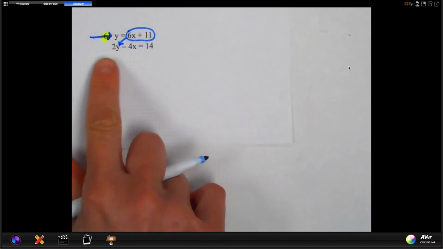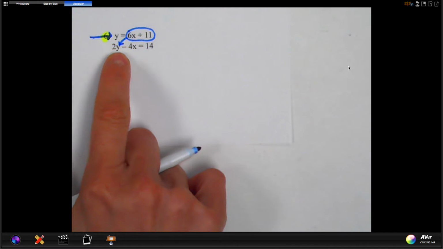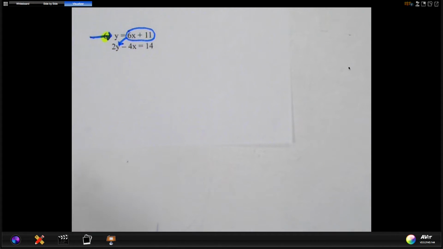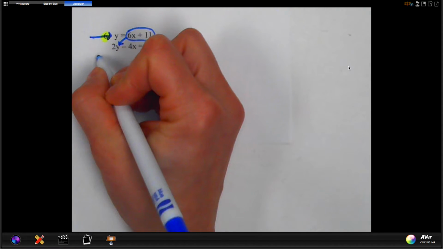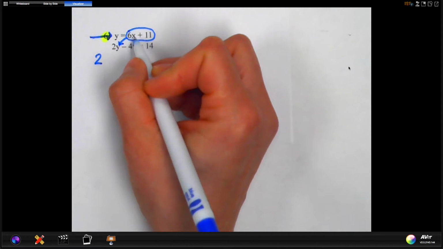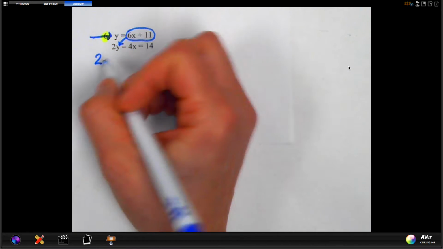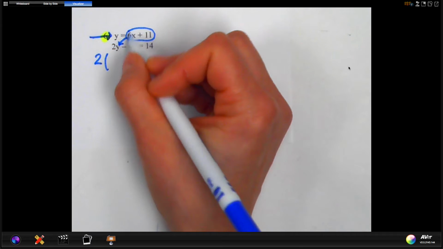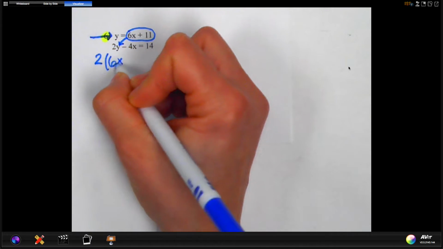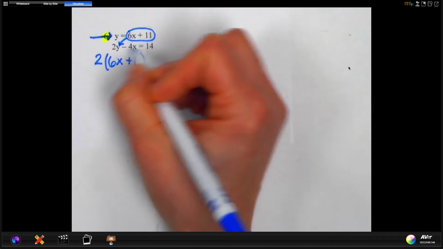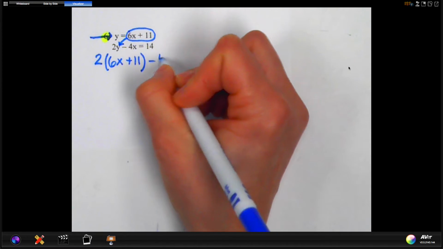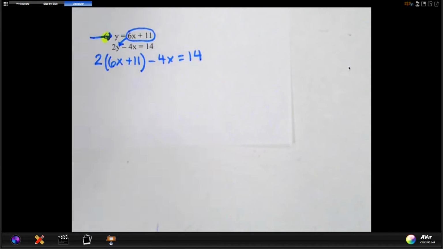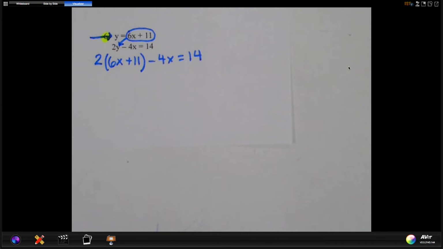All right, now, since there is a number in front of the y, and we have a whole equation, we must use parentheses here. So when we rewrite it, we're going to write the 2. Instead of y, we are going to write 6x plus 11, but we need to use parentheses because we have this whole equation. So parentheses, 6x plus 11. Then we're going to finish it, minus 4x equal 14.